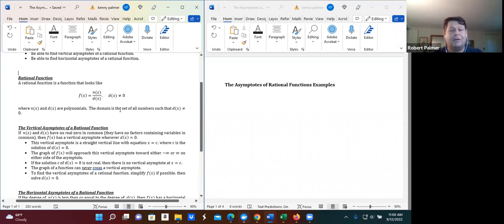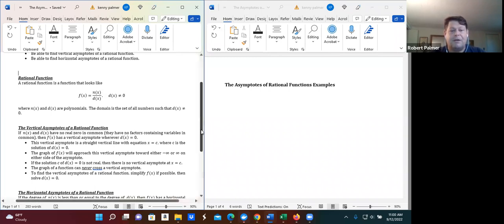Now, the domain of a function like this is basically, as it says, the set of all numbers such that d of x is not equal to zero. So in this polynomial d of x, if you have any zeros of that function, those places can't be in the domain of the entire function f of x, but any other numbers are valid.